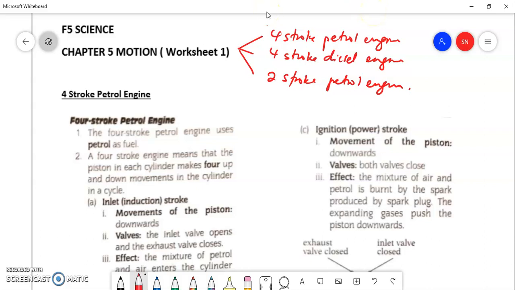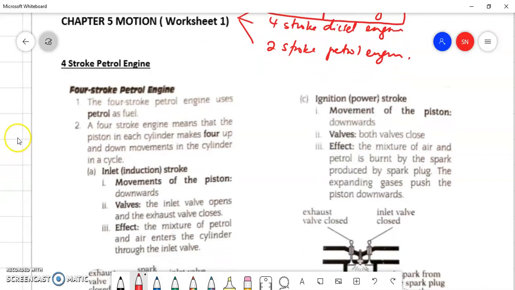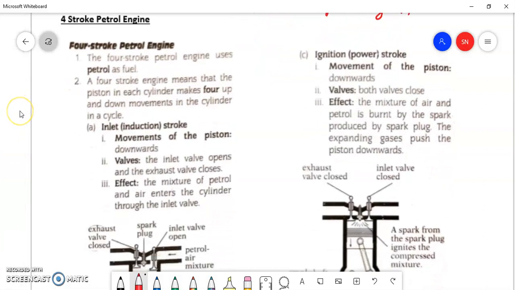Alright, first of all, let's look at a four stroke petrol engine. The characteristics. For four stroke petrol engine, first thing, it uses petrol. You can see this engine mostly in vehicles, cars, smaller vehicles. Diesel engine on the other hand will be used in larger vehicles. So later we will look at the difference and why these vehicles are using petrol or diesel engine respectively.